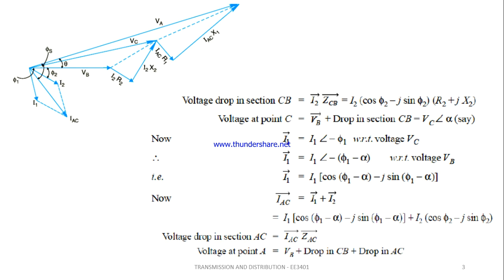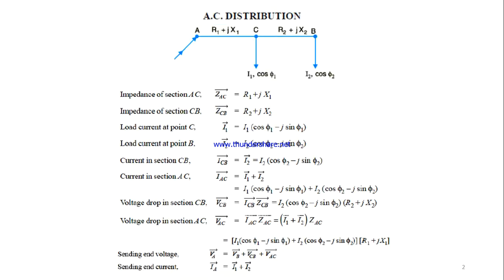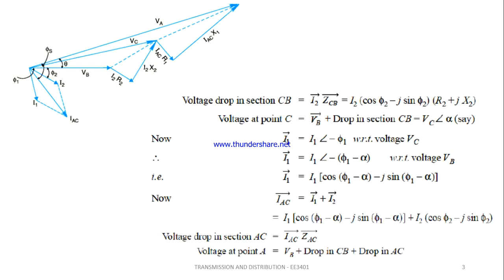Regarding the phasor diagram, you can see that at B the consumer is tapping the current. So let us take the VB value as a reference. While considering the phasor diagram, let us take VB as the reference voltage. At the point B, the current which is flowing is I2. So let us have the current I2 at an angle of phi2 from VB.